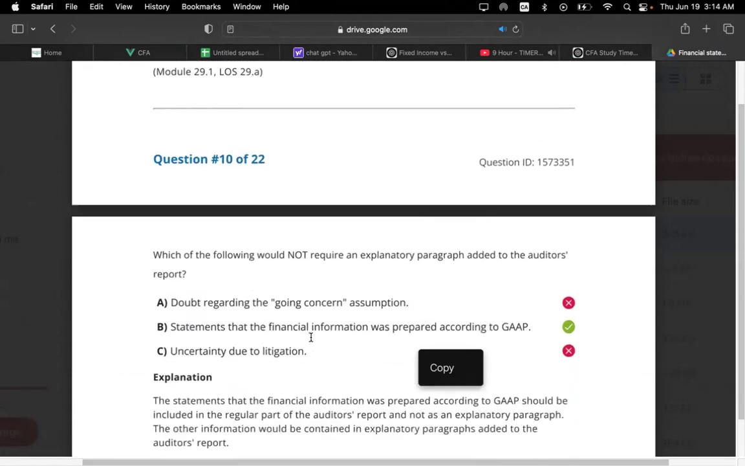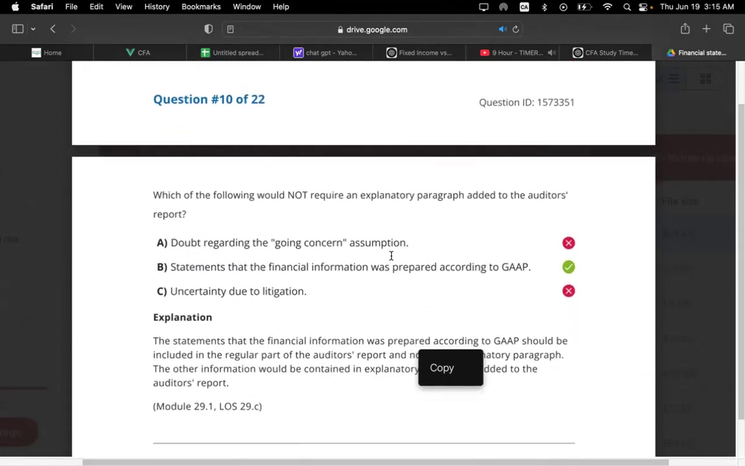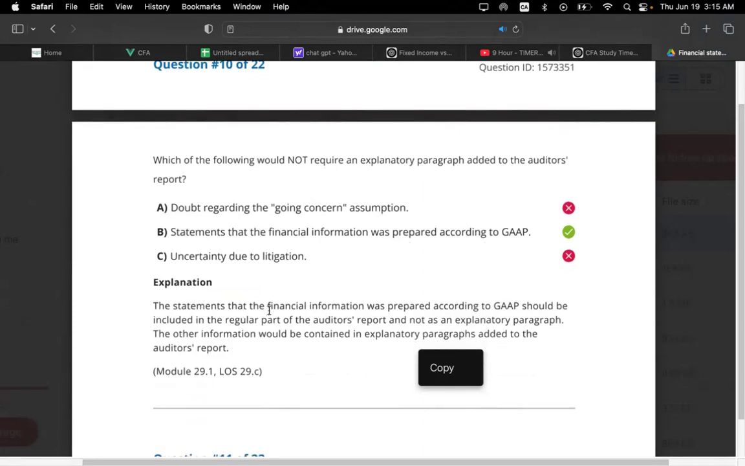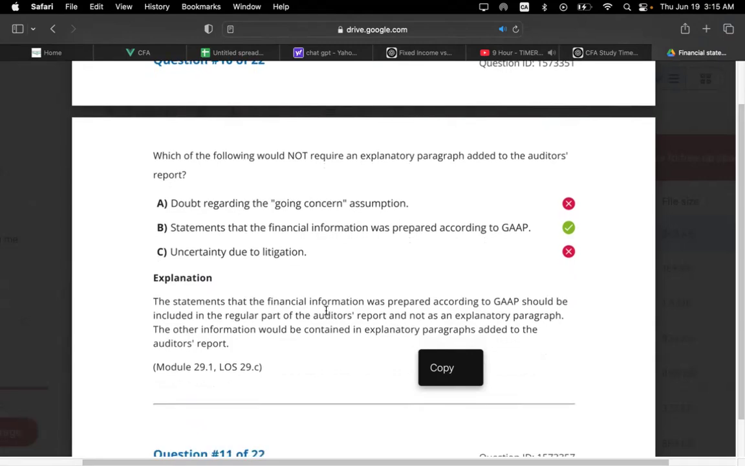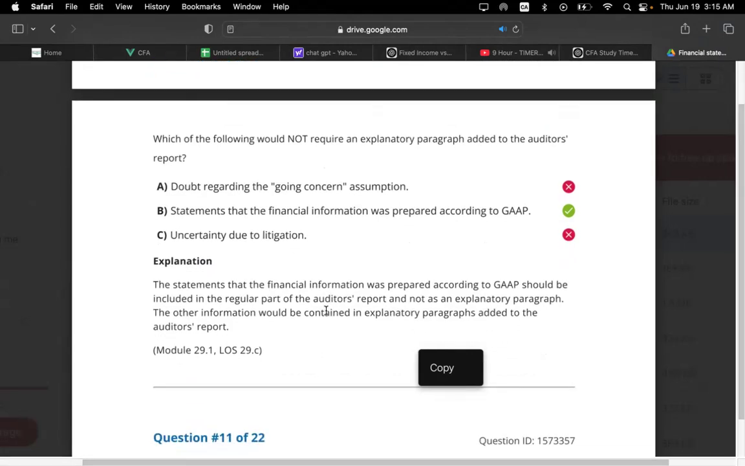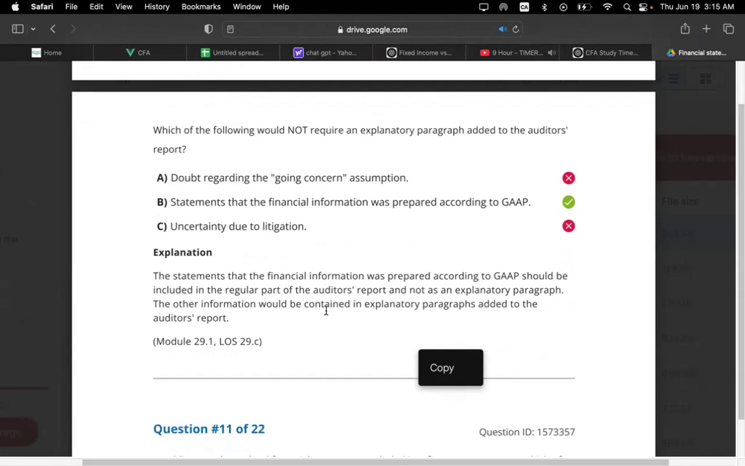Question 10. Which of the following would not require an explanatory paragraph? Doubt regarding the going concern assumption. This would require an explanatory paragraph. That's why we don't include it. Uncertainty due to litigation. This would obviously, explanatory paragraph is like really serious matters. Statement that the financial information was prepared according to GAAP. No, this is a part of the standard auditor opinion. Should be included in the regular part of the auditor's report and not as an explanatory paragraph. An explanatory paragraph is something additional, it's something extra.